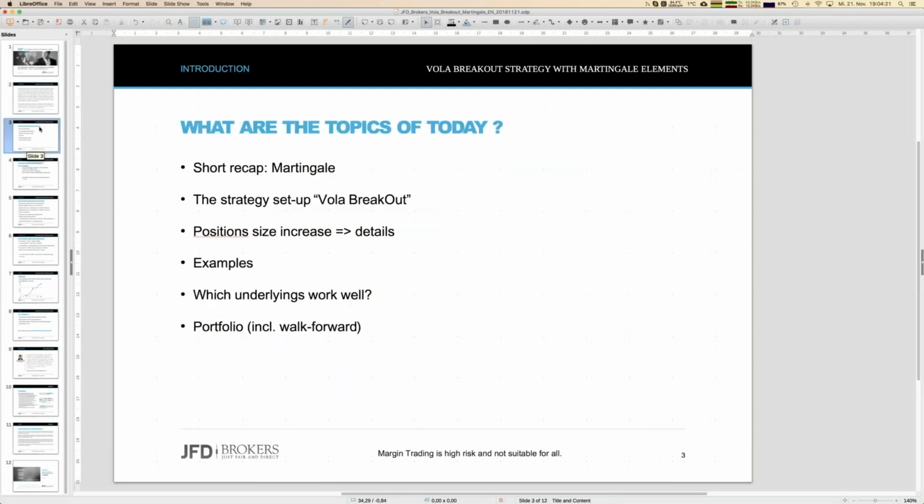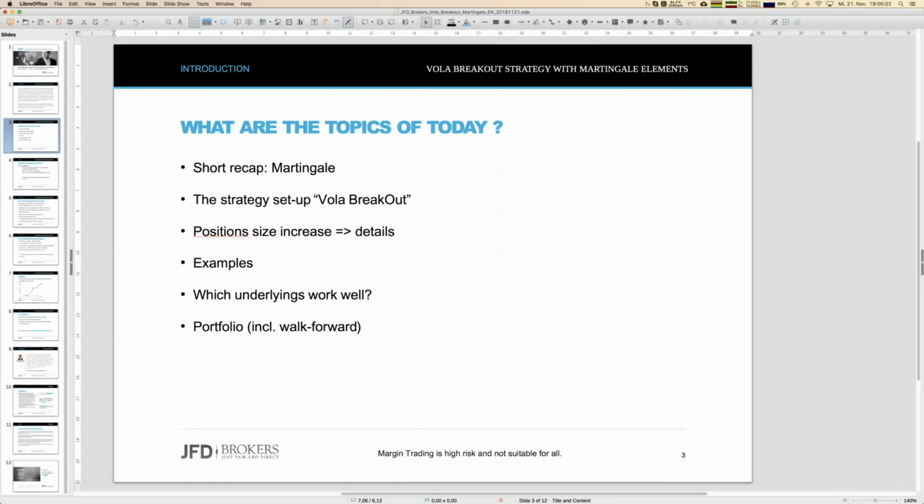Okay, but let's look a little bit more in detail. So we have definitely to have a short recap about Martingale. We have had already one webinar about Martingale trading strategies. Therefore, just a short recap, what kind of elements we use there and what is the origin and how we use it. Then we go in depth into the strategy of Vola Breakout and what indicators we use, what kind of elements, what kind of calculations we do, and so on and so forth. So all the details about that strategy.